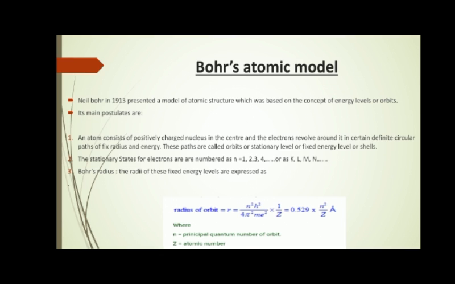The stationary states for electrons are numbered as n equals 1, 2, 3, 4, or we can write K, L, M, N, etc.